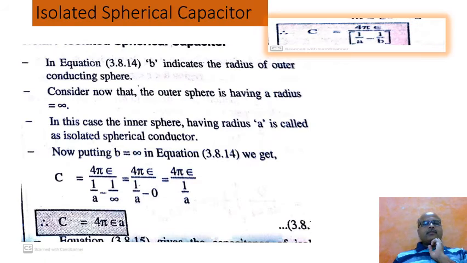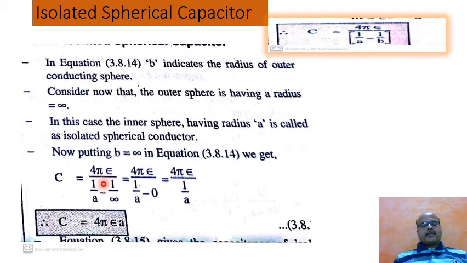Okay, so next is the isolated spherical capacitor. In the previous equation, B indicates the radius of the outer conducting sphere. Consider now that the outer sphere has a radius of infinity. In this case, the inner sphere having radius A is called an isolated spherical capacitor. Now put B equal to infinity.